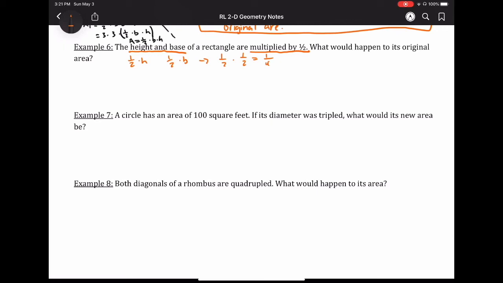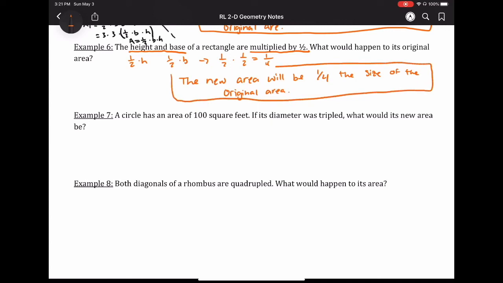So our new area will be 1/4 the size of the original area. Notice when you're multiplying by a fraction, your area is shrinking. When you're multiplying by a whole number, your area is growing.